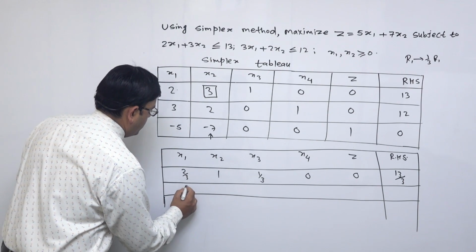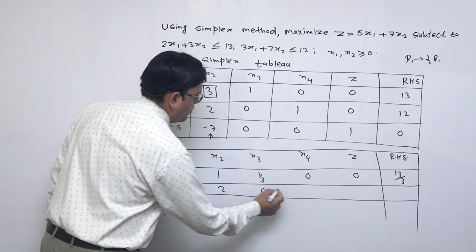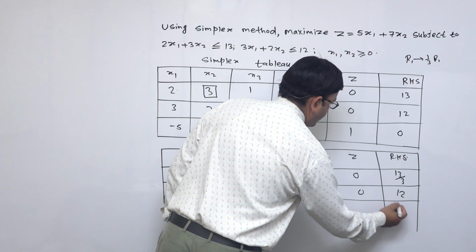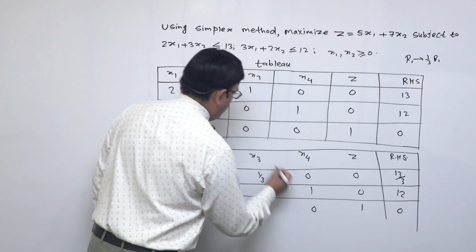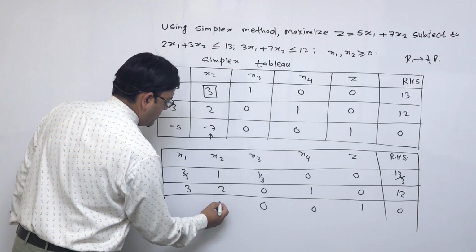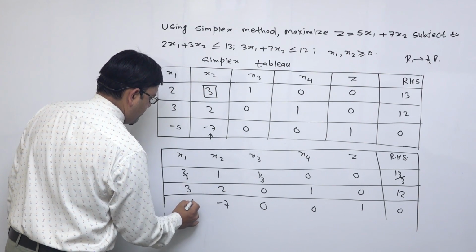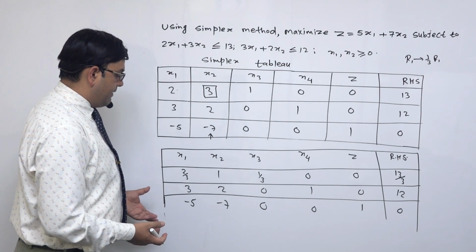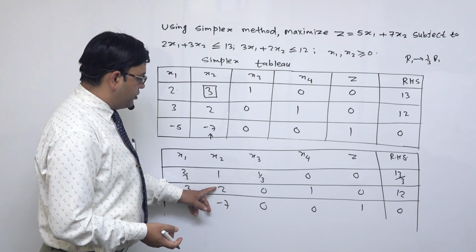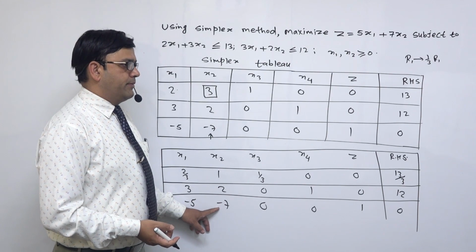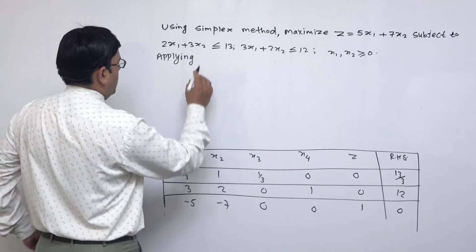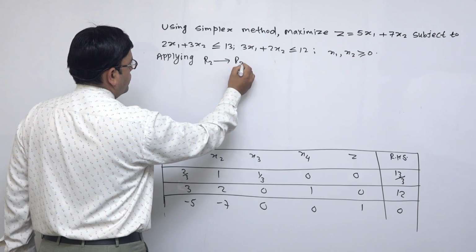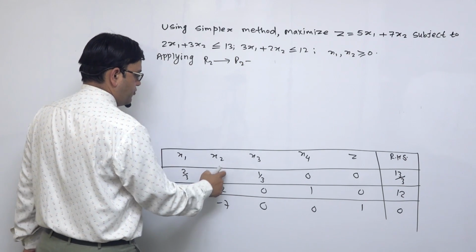अब यस्तै अरु हामीले जस्ताको तस्तै copy गर्छौं: 3, 2, 0, 1, 0, 12, and similarly we have 0, 1, 0, and then again 0. This is -7 and then this one is -5. Now again we have to apply, we have to make here 0 and then here also 0, so for this one applying R2 changes into R2 minus 2R1.